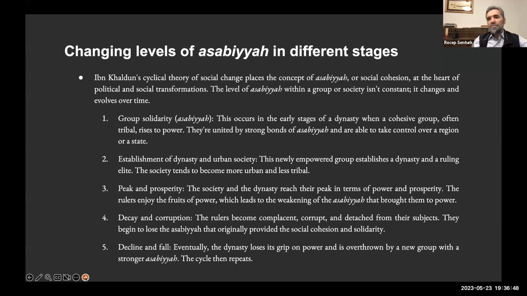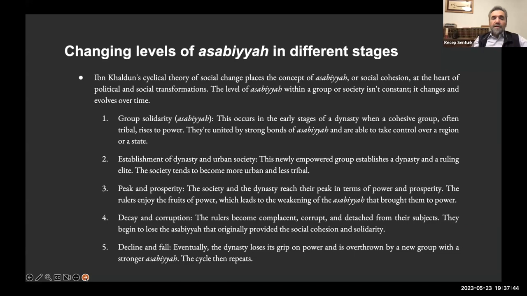So the group solidarity, asabiyya, in the first phase occurs in the early stage of a dynasty when a cohesive group, often tribal, rises to power. But tribal groups, we should not think that they disappeared in the past. Today, political parties have replaced the old tribes. So they may also be treated like a tribe or like other social groups. They are united by strong bonds of asabiyya and are able to take control over a region or a state.